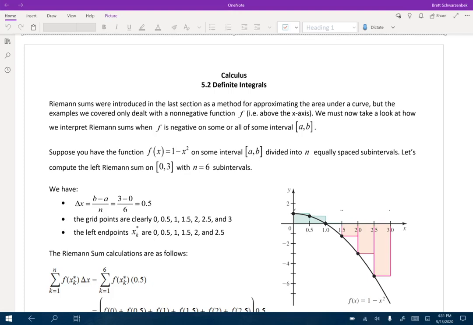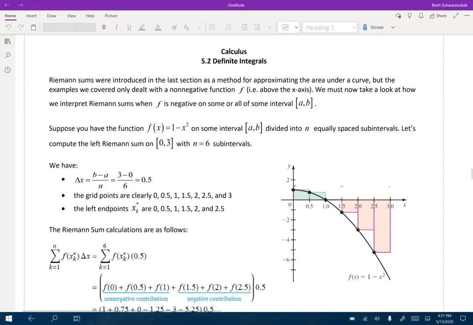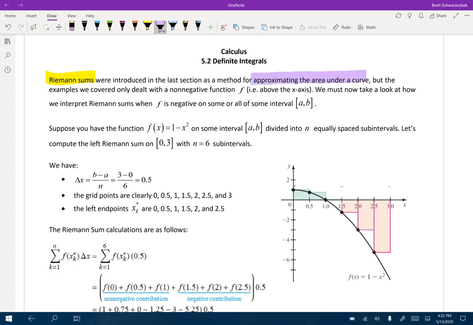5-2 Notes for Calculus 1. In the previous section, you learned all about wonderful Riemann sums. The goal of the Riemann sums was to approximate the area under the curve. We had the left, right, and midpoint Riemann sums, but the key was that in the majority of those scenarios, we were dealing with all non-negative functions.